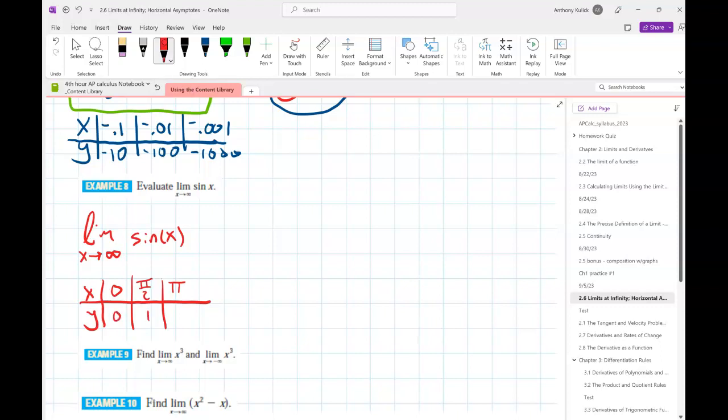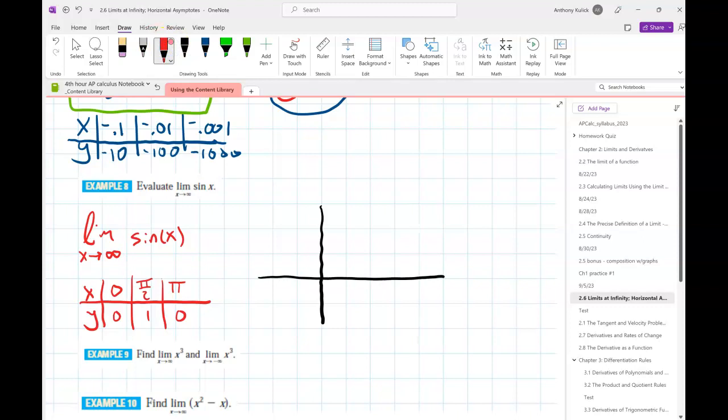This is 0, 1, 0. Does that help? Not really. 2 pi is the same as 0, and 2 pi would also be 0 again. Pi over 2, negative 1. Okay, well, what's the graph look like? Great. So that's also a valid thing to do. More helpful.